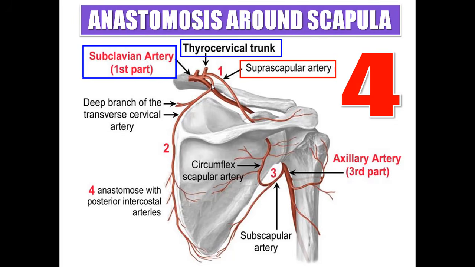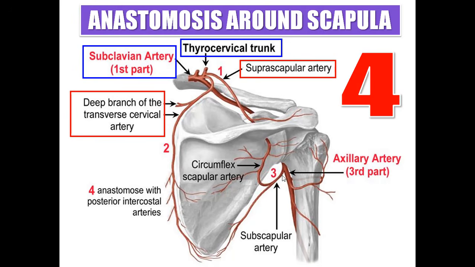The second branch is this one, the deep branch of the transverse cervical artery. This transverse cervical artery is also a branch from the thyrocervical trunk, which is a branch from the first part of the subclavian artery. So we have 2 branches from the thyrocervical trunk, or 2 branches from the first part of the subclavian artery.